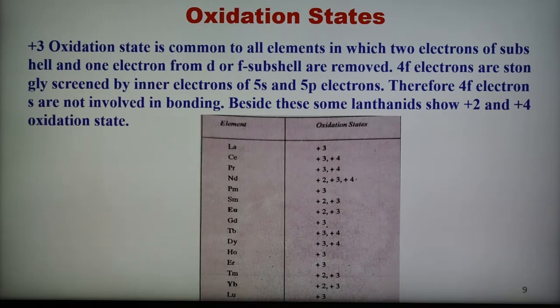So in short we can say that the oxidation state may be minimum +2 and maximum +4. Oxidation states may be stable or unstable, and this series shows the common oxidation state +3. In addition to that, they also show +2 and +4 oxidation states. So these are the details about the oxidation states of the lanthanide series.